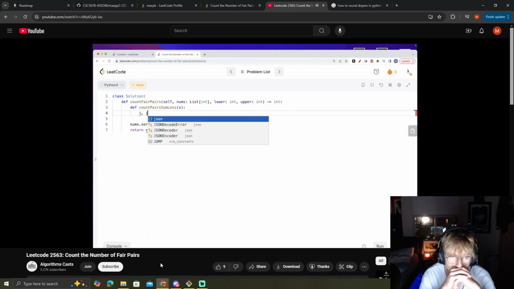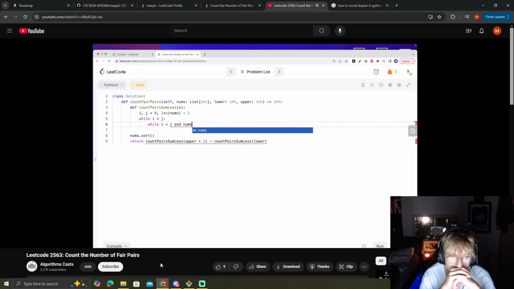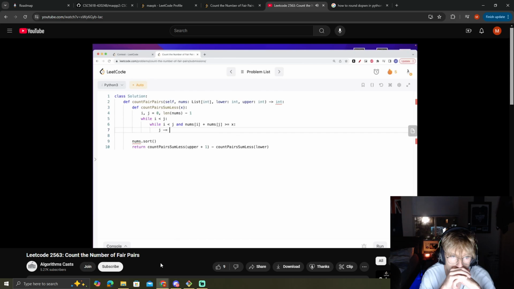So we need 2 pointers, one at the far left and one at the far right. And while the 2 pointers have not met and the sum is bigger or equal to x, that means it's bigger than x, right, or equal to x. So to get to smaller than x, we want to move j to the left to have a chance of having the sum smaller. Okay? So we do j minus 1, and now we need, of course, the overall count.